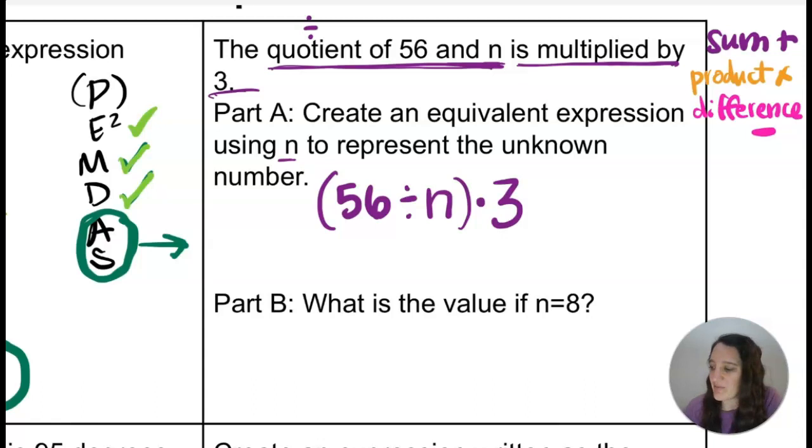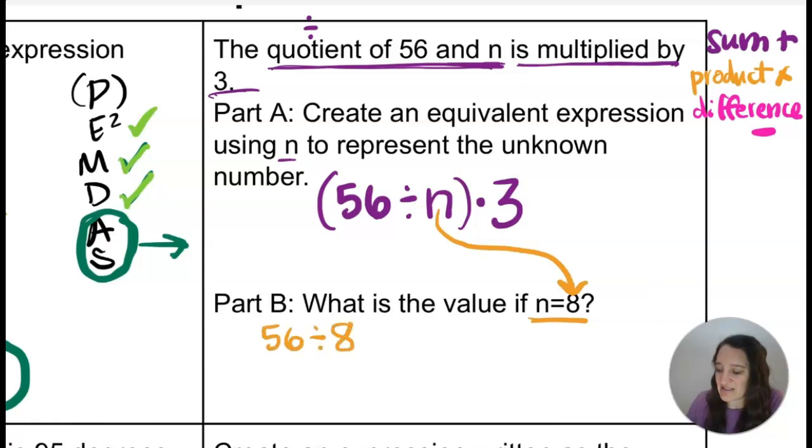Awesome. So now part B is what is the value if n equals 8? Well, now I can replace that n with an 8 because it says n equals 8. So 56 divided by 8. I'm going to do that, and then I'm going to times it by 3.